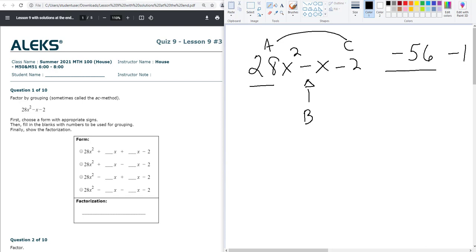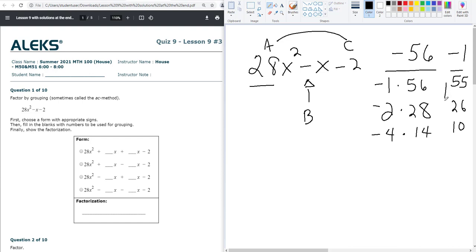Since AC is negative, I know I need a positive and a negative, or a negative and a positive. So I'll start with negative 1 times 56. That adds up to 55, so that's not what I need. Negative 2 times 28 adds to 26, so that's not what I need. 3 won't go into 56. Negative 4 times 14 adds to 10.